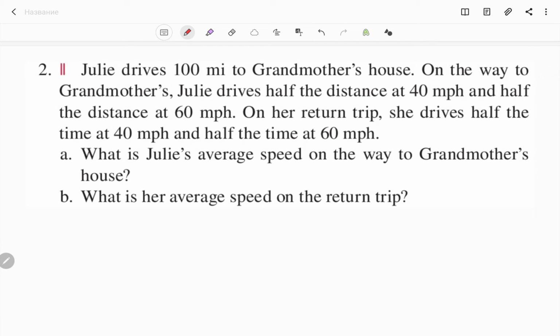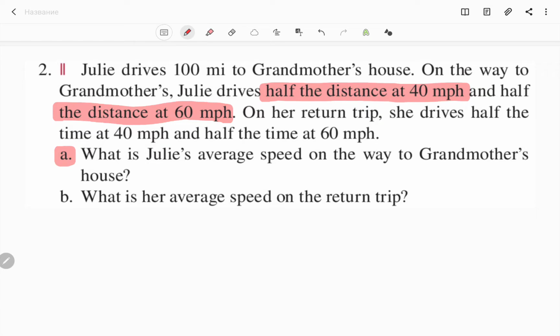Julie drives 100 miles to grandmother's house. On the way to grandmother's, Julie drives half the distance. This is a keyword, half the distance. In the first case, half the distance at 40 miles per hour, and the other half distance at 60 miles per hour. So in the first question, we need to find the average speed on the way to grandmother's house.